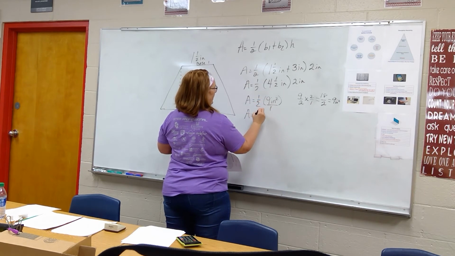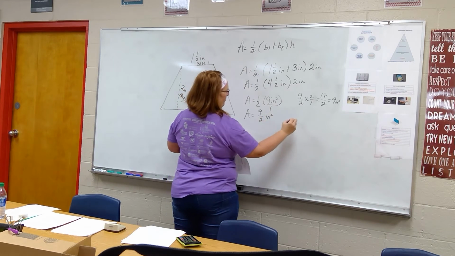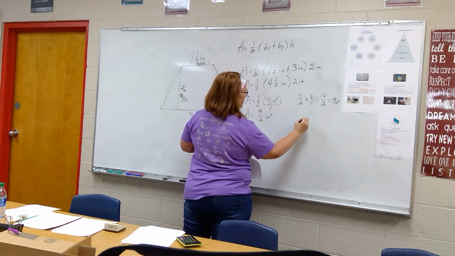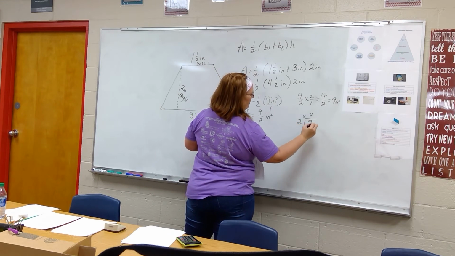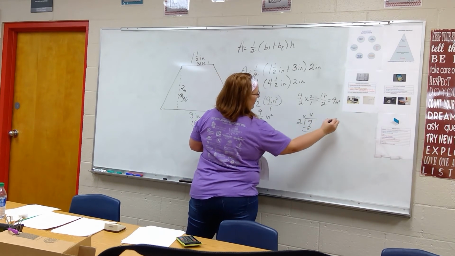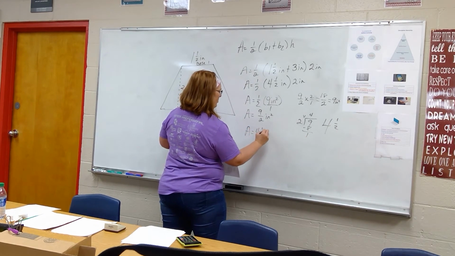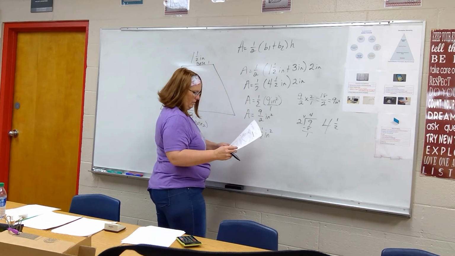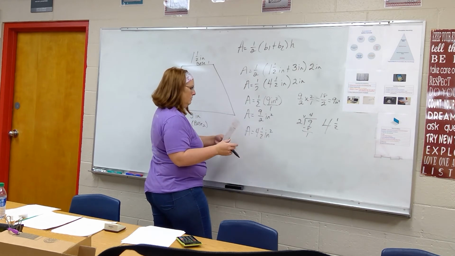One times 9 is 9. 2 times 1 is 2 inches squared. Whenever I turn it sideways and work it out, 2 times 4 is 8. Divide: 4 and 1/2. So area equals 4 1/2 inches squared. 4.5 is the same thing as 4 1/2.